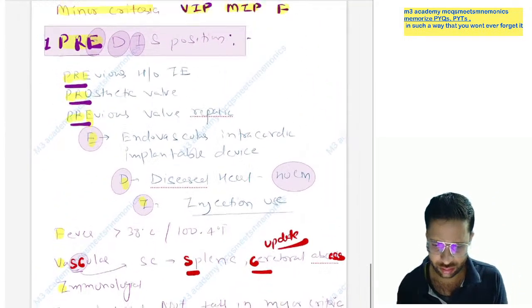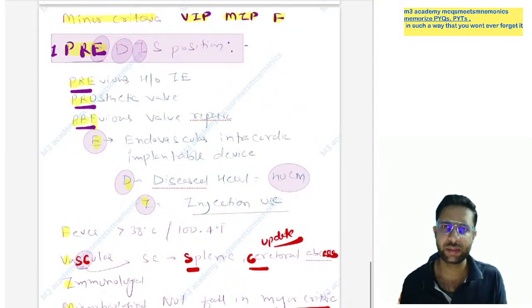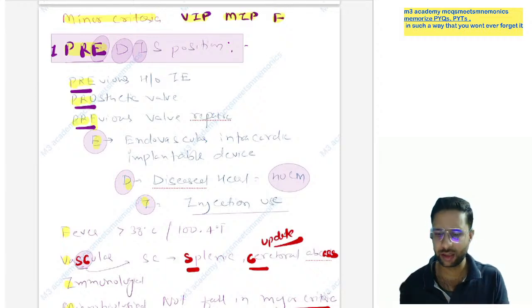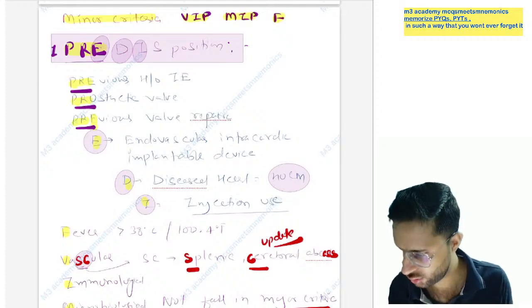So what do you include in the minor criteria? Just remember VIP, MIP, and F. VIP: vascular, immunological, physical exam. MIP means microbiological, imaging, and predisposition factor, and F for fever. Yes, Dr. Vamshi, thanks for your feedback.